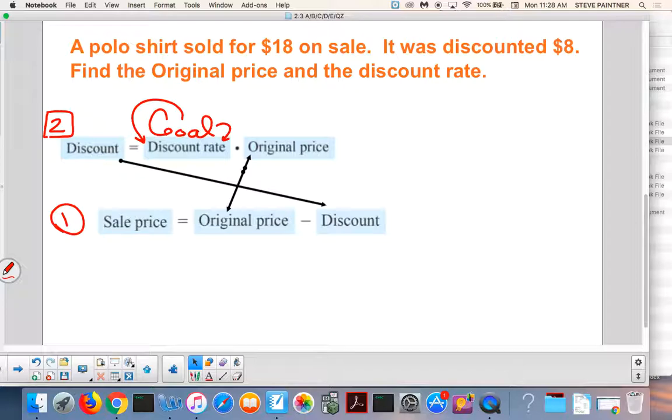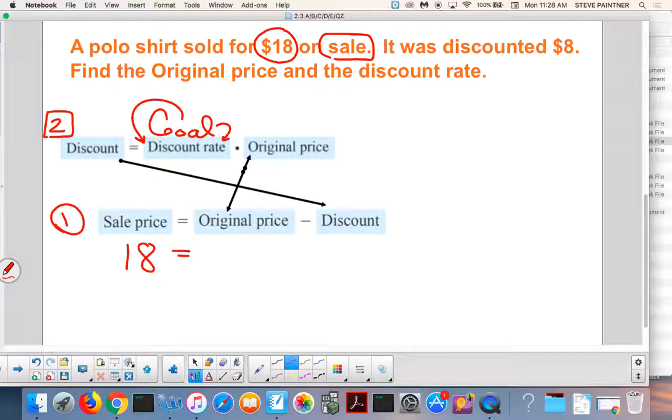Okay, you guys, this is how you're successful on your homework. You have to watch these problems because the homework's the same thing. So here I go, I read this thing, it says a polo shirt sold for what, on sale. Well look, which one did they give you? Sale price. Everybody agree? Okay, 18 equals. It was discounted how much? $8. Where does that go? Right back here. Find the original price.